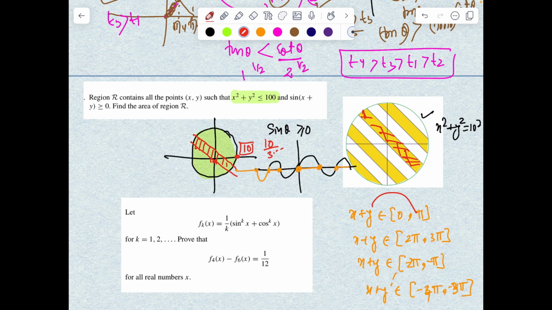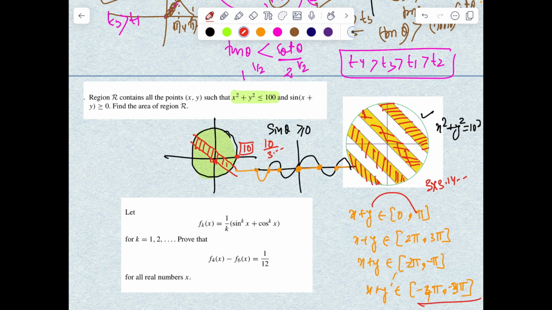Now the next chunk will be x plus y belonging to 2 pi to 3 pi. 3 pi will definitely be more than 10, because you can check 3 into 3.14. So between 2 pi to 3 pi we'll get this region. Now by symmetry, minus 2 pi to minus pi, again we are getting this belt, and minus 4 pi to minus 3 pi is this.